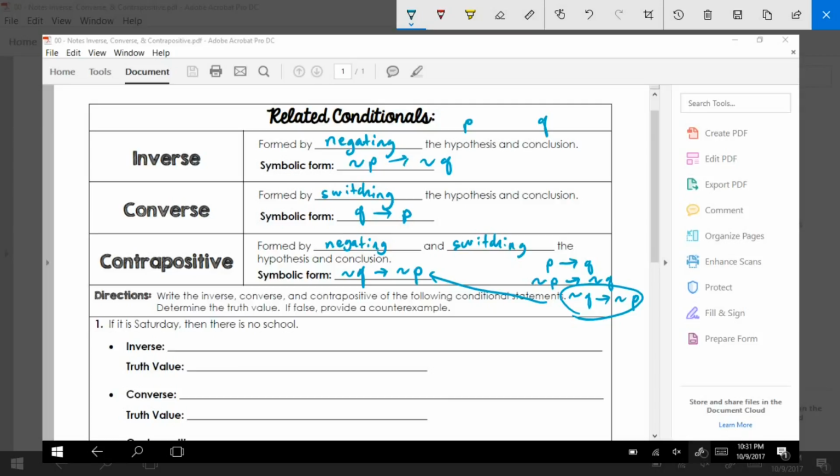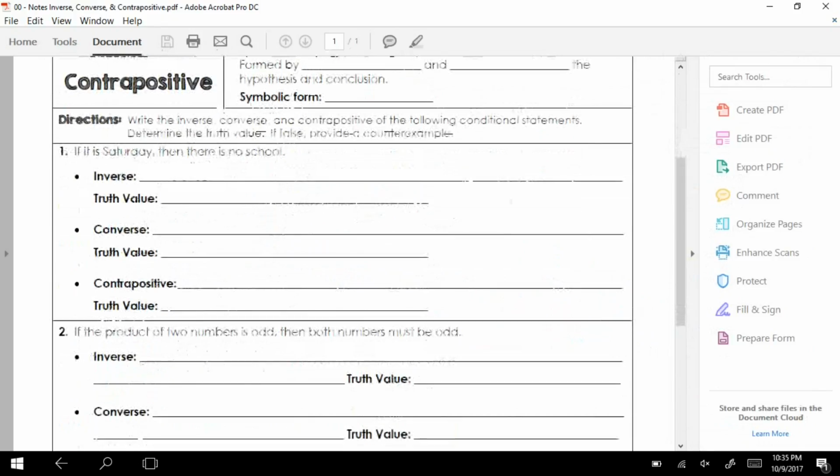All right. Now we're gonna do some examples, and hopefully you'll understand, grasp this, wrap your head around this a little. I know at first it seems a little confusing, but as we do more and more examples, then hopefully your head wraps around and becomes a little easier. So let's look at the directions. We're gonna write the inverse, converse, and contrapositive of these following conditional statements. Then we're going to determine the truth value. That means, is it true or is it false? It just sounds a little fancier, the truth value. If false, provide a counterexample. That's what we did yesterday. So I'm going to scroll down. So let's do number 1 first.